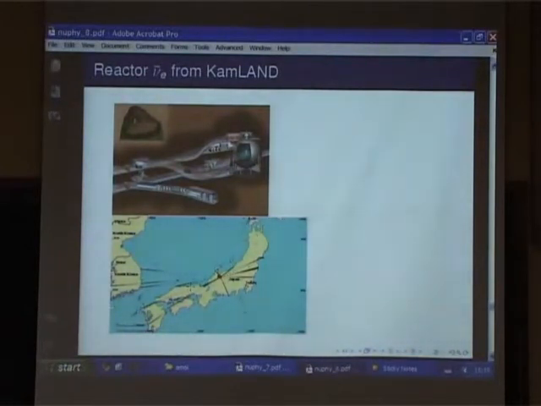Kam for Kamioka, liquid, ND for neutrino detector, LA, I forgot. Okay. So, therefore, you will look at flux from all these 10 different reactors.